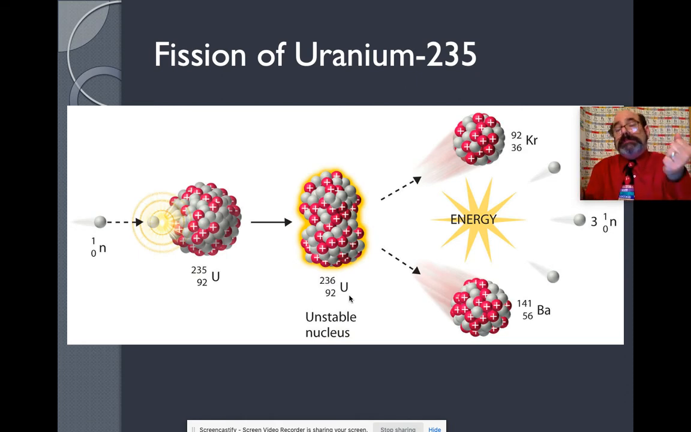It goes boom, and it breaks in half. Well, not half, but it breaks into two smaller atoms. Those two smaller atoms are krypton and barium. And when it does that, it's breaking up, giving off a lot of energy. And that energy, we're going to see how it's used later, comes out of the atom. And of course, it also gives off the very interesting 3 more neutrons. So if one goes in, 3 come out.